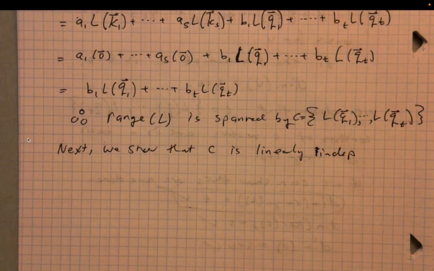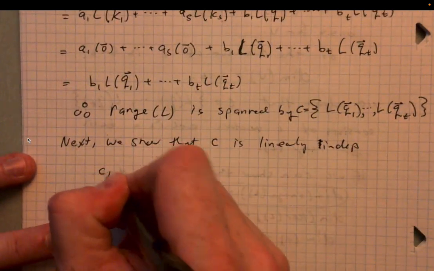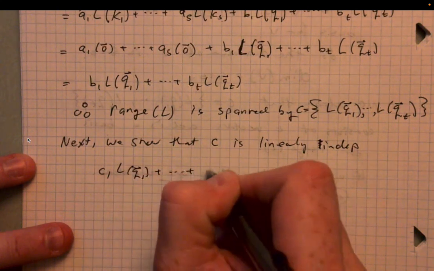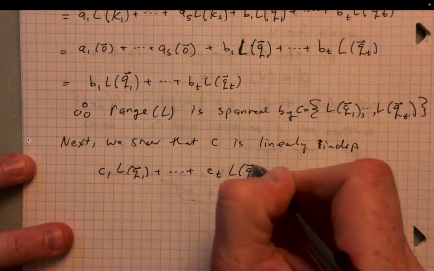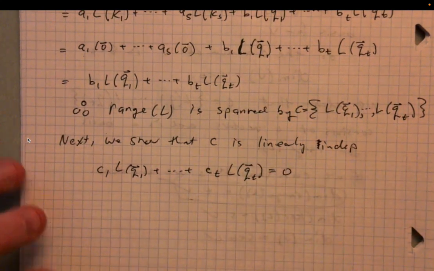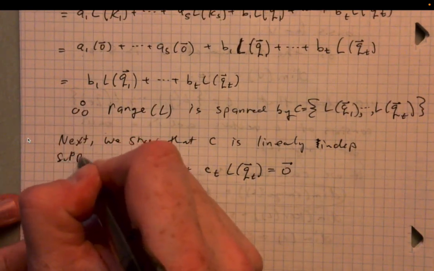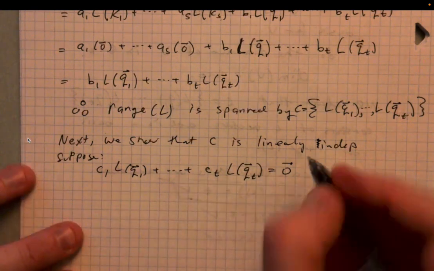Okay, linearly independent. So how do we show that? Well, remember what we can do. We can say C1 times L of Q1 plus ... plus CT times L of QT. We can start with this. We suppose this is true. This is kind of like the criteria, right? What we need to show is that all the Cs are equal to 0. So let's suppose this is true.